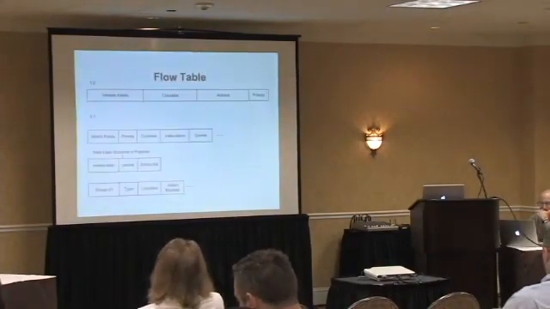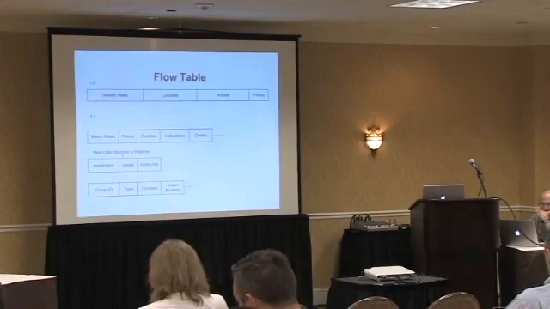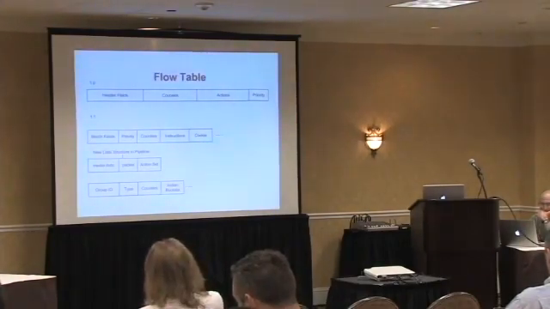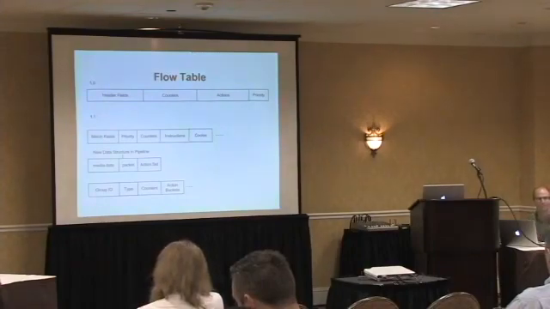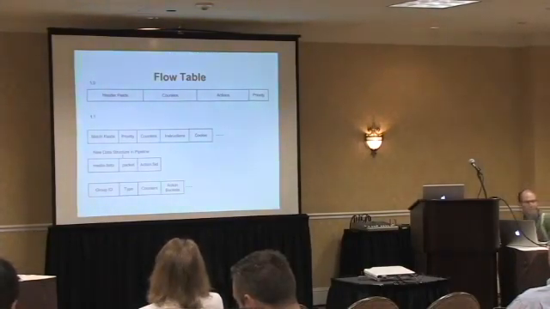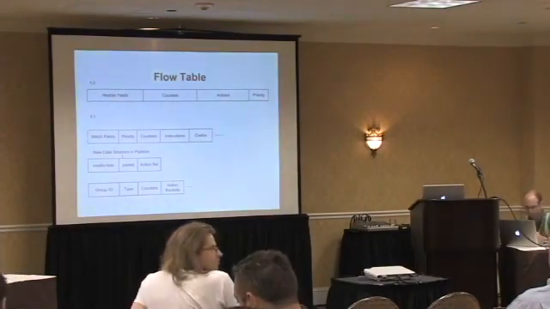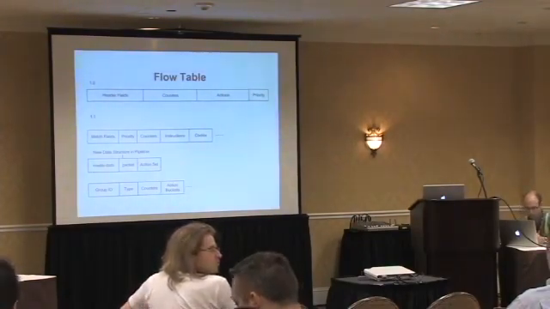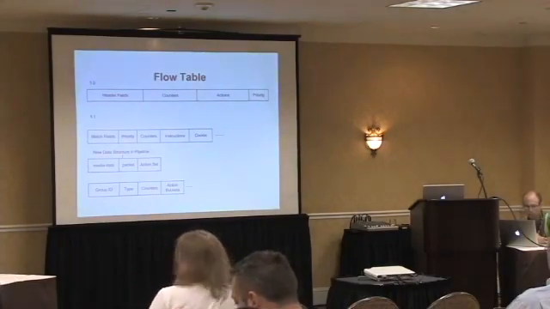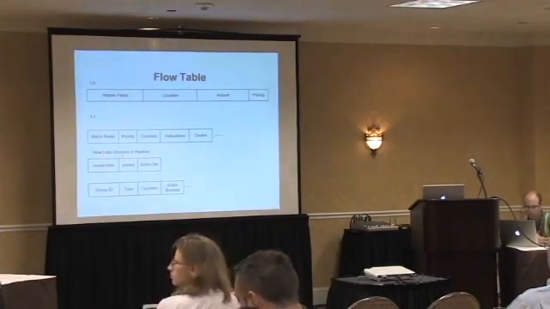Slide 37. Starting in OpenFlow 1.3, they added another table. So now you have flow tables, you have the group table, and now you have this new table called the meter table. And the meter table allows you to identify meter bands for flows that point to a particular meter identifier. So go to slide 38.